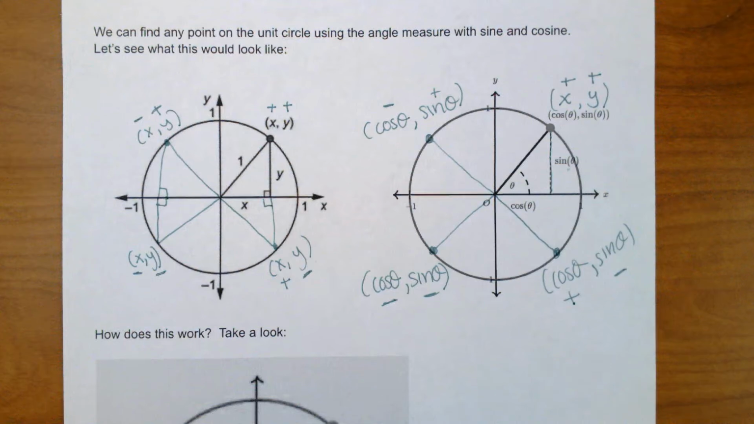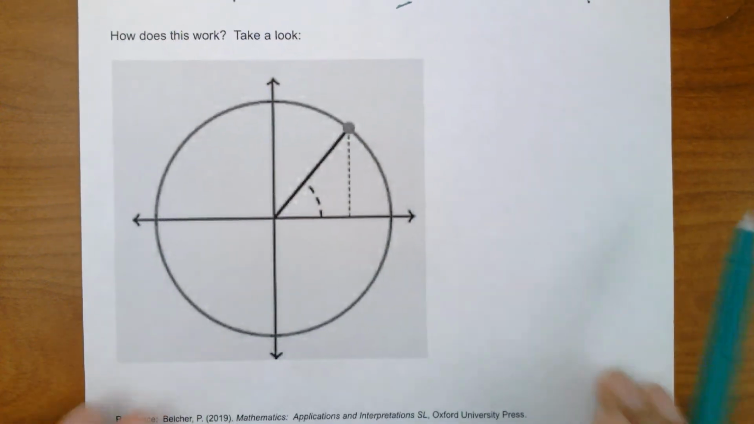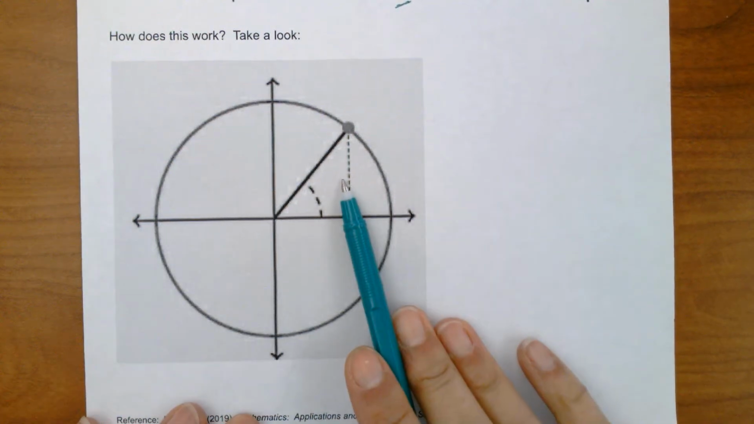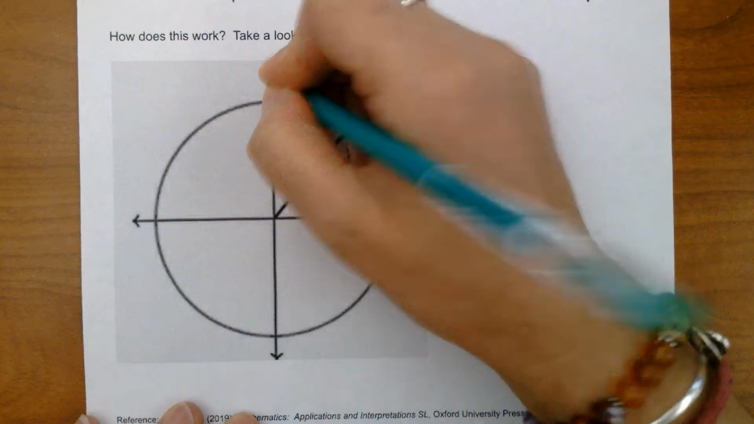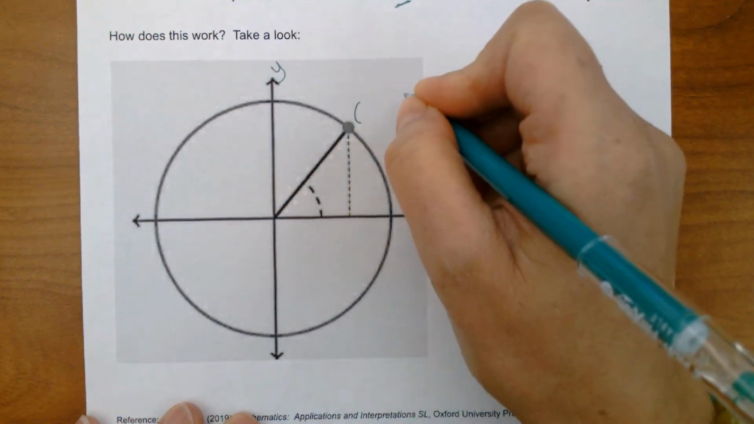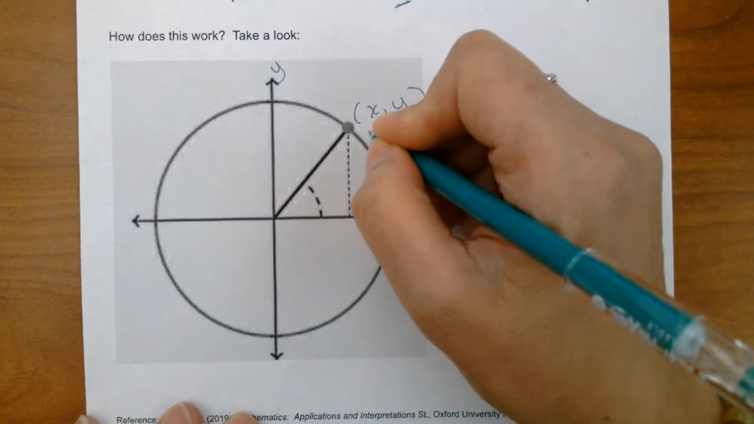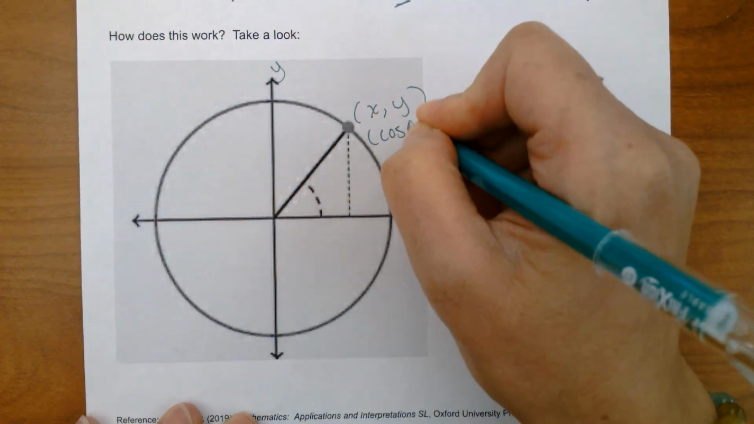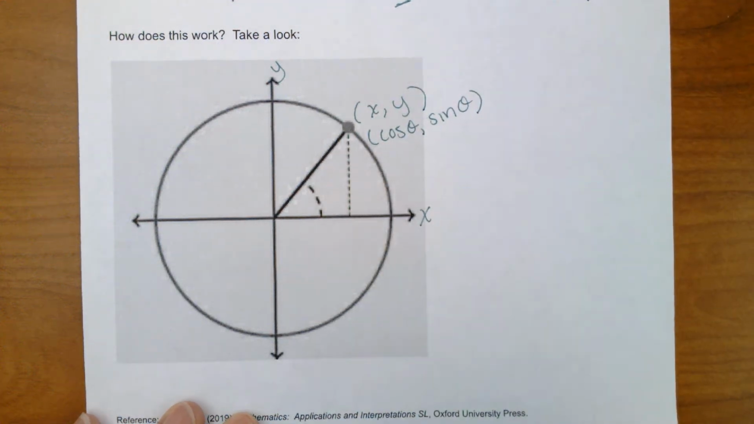All right, how does this work? Dr. Mears, I'm thoroughly confused. Okay, rather than looking at triangles and coordinates, let's just take a look at a nice circle. We're in the first quadrant. Here, this is x, this is y. This is going to be x, y, which we also know is going to be cosine of theta and sine of theta. Okay, we just did that.